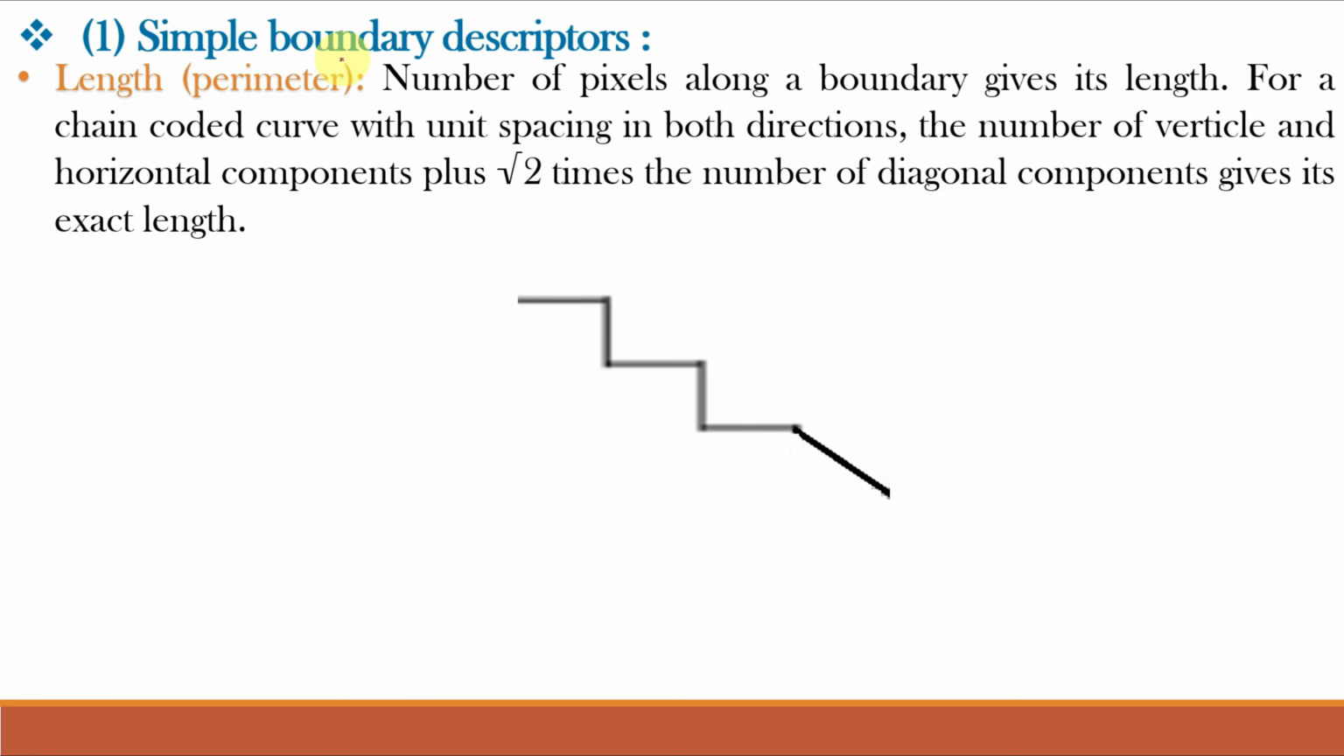So the first simple boundary descriptor is the length, which can also be called the perimeter. The number of pixels along a boundary gives its length, and for a chain coded curve with unit spacing in both the directions, the number of vertical and horizontal components plus √2 times the number of diagonal components gives its exact length. So say this is the boundary for which we want to find out the length. Say this is unit spacing, that is the value is 1. So for a chain coded curve with unit spacing in both the directions, the number of vertical and horizontal components and √2 times the diagonal component. So this is a diagonal component, so it will be √2, gives its exact length. So this will be the length of the boundary.